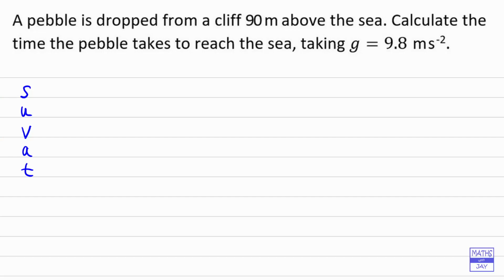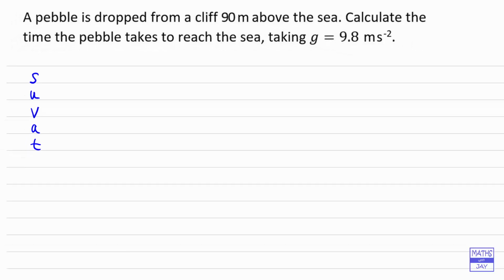We need to decide which direction we're taking as positive. We need to be consistent with this. So as the pebble is dropping, let's take downwards as positive and then write down what we know. So the displacement is 90 meters. Our initial velocity we know is 0 as the pebble's being dropped.